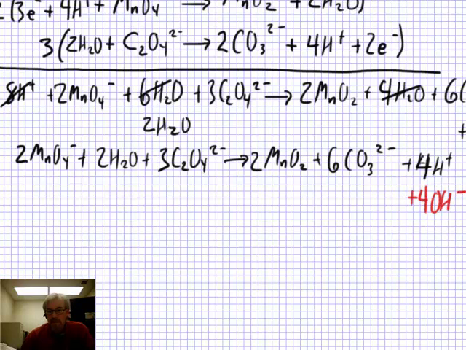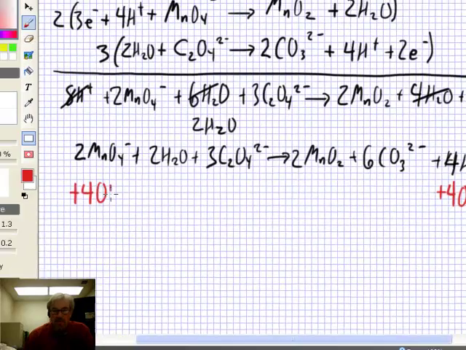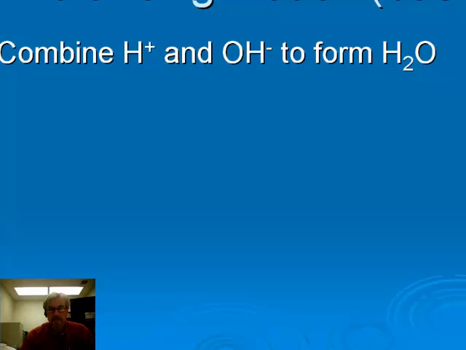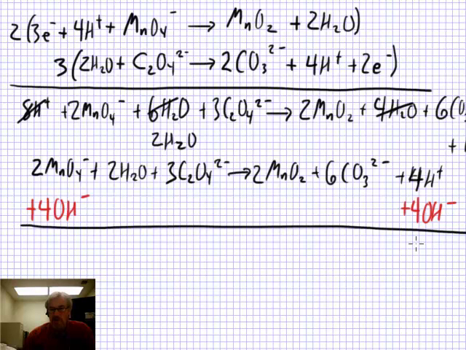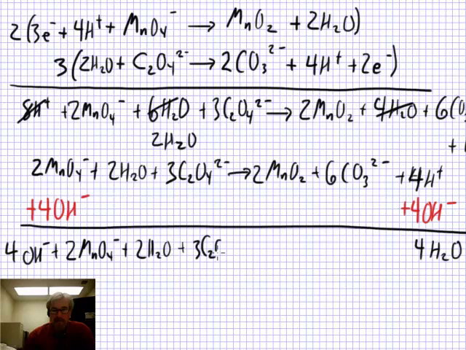But it's not an equation anymore unless we do the same thing to the left. So we have to add 4 OH minuses on the left as well. The next thing we do is we combine the H plus and OH minus, just like nature would actually do in a chemical beaker, to form water. So summing these up, we know that the H plus and the OH minus is going to make water now. So I'm going to write 4H2O, 4HOH. On the left-hand side, I now have 4OH minus plus what I had before, 2 MnO4 1-, 2 water, 3 oxalate, 2 MnO2, and 6 carbonates.